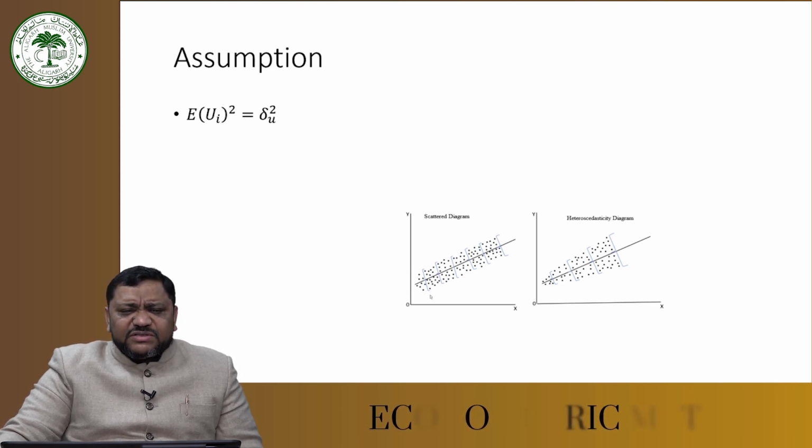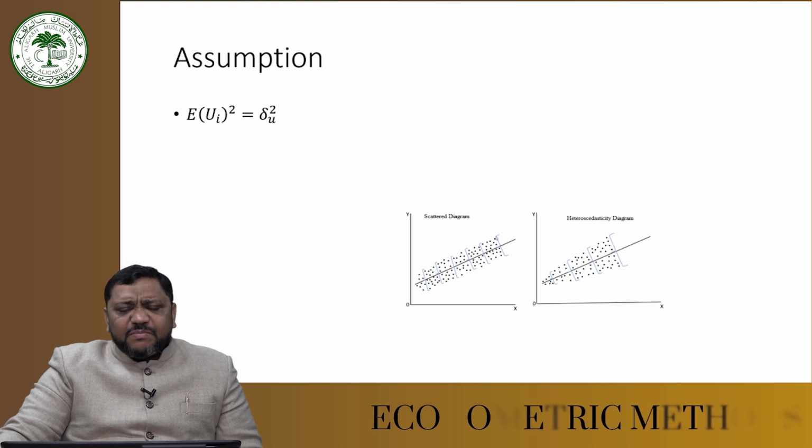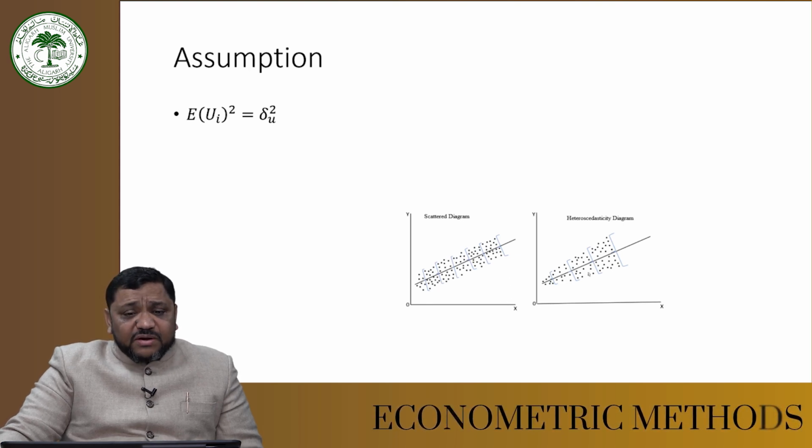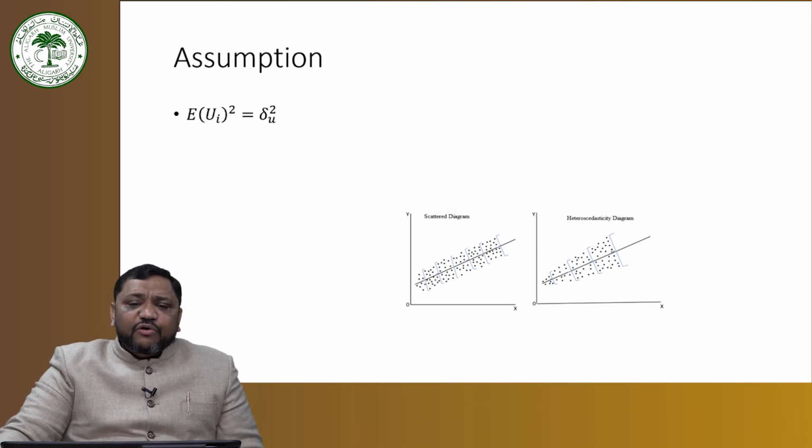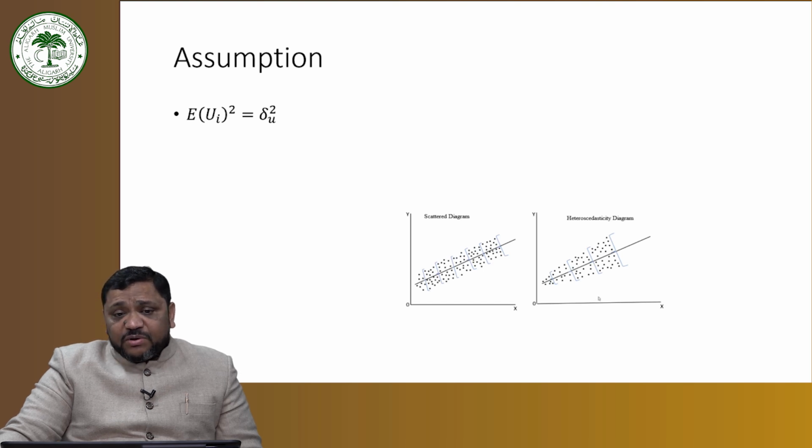The amount of error which is there at the very start is the same amount of error towards the end. But in the second diagram, you can see in the initial time period the amount of error is small. The spread of the error around the regression line is small compared to towards the end, where you find that the error term is huge. If this is the case, then our estimates will be problematic.